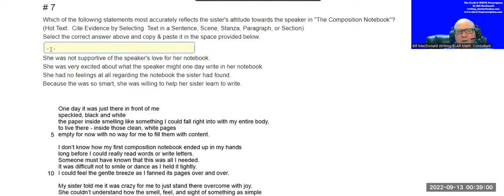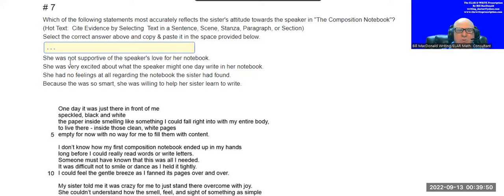Next answer, hot text. Cite evidence from the text in a sentence, a scene, a stanza, a paragraph, or a section. They'll have several highlighted for you, but to make it simple in this format, it says select the answer and copy and paste it in the section provided below. Okay, so the answers are below, and we will adjust that slightly to make sure that it does say below and not above. Select the answer below and copy and paste it in the space provided below.